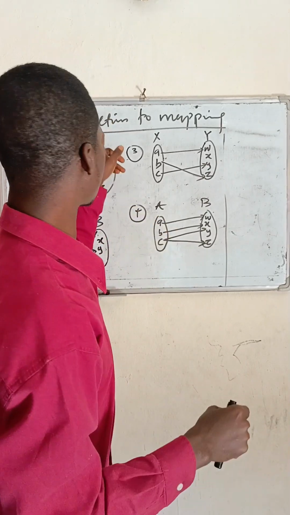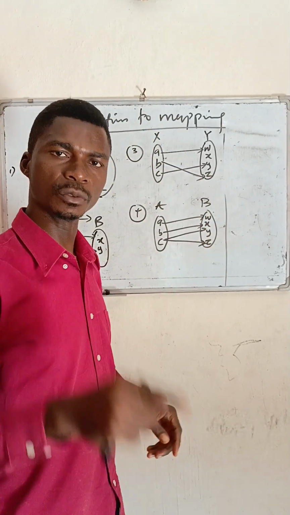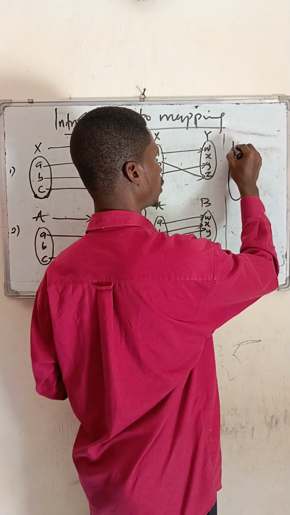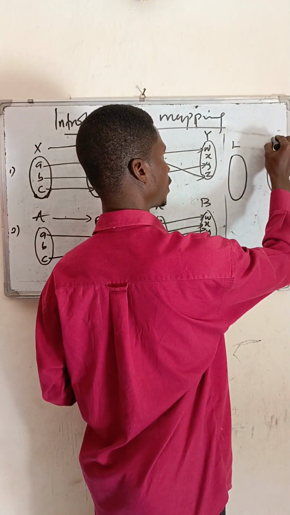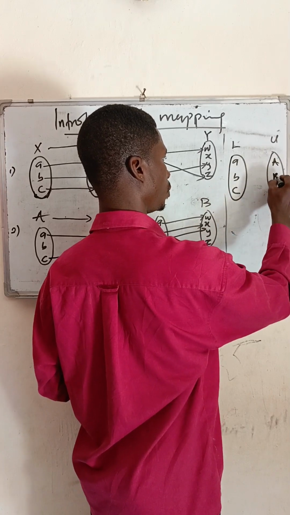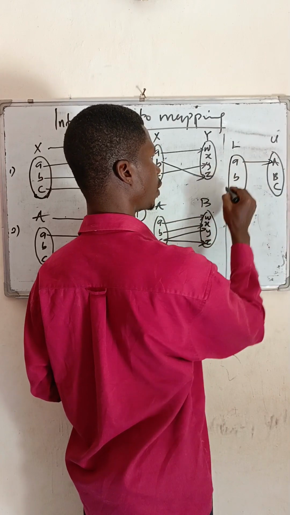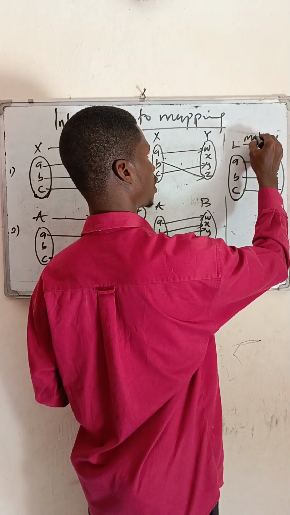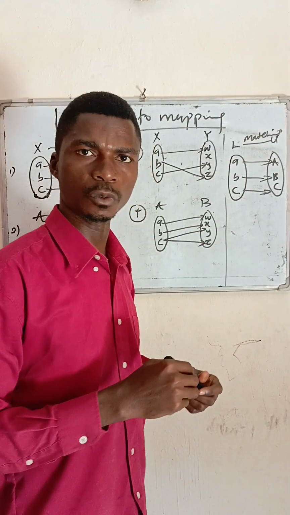Do you know that mapping is taught in nursery school? Let me show you how they teach it in nursery school. They will give something like this. Let's call this the lower case and this the upper case. You see this A, B, and C. This they will ask them to match. This is called matching in nursery school.